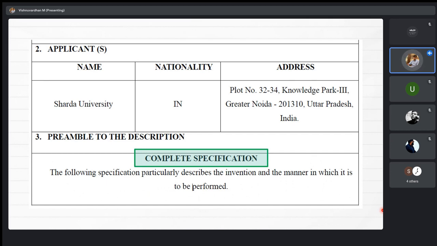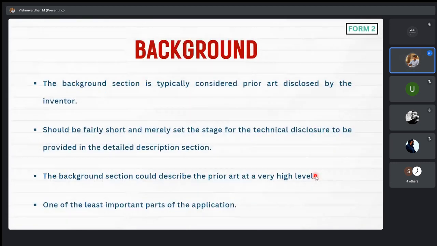So the preamble is over. Now we have the field. You just write one more sentence about what the field of your invention is. I'll show it in the next slide. Coming to background, the background is typically the prior art, as in the history of your invention. What is the other technology which is already there? What other kinds of chairs exist already in the market?